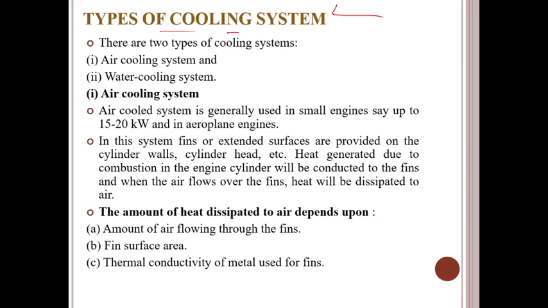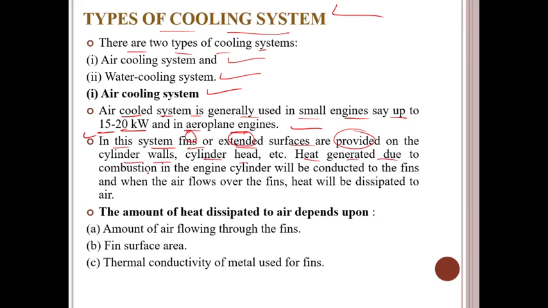So what are the types of cooling systems? There are two types: one is the air cooling system, another is the water cooling system. What is the air cooling system? It is generally used in small engines, say up to 15 to 20 kilowatts, and in aeroplane engines. In this system, fins or extended surfaces are provided on the cylinder barrel, cylinder head, etc.